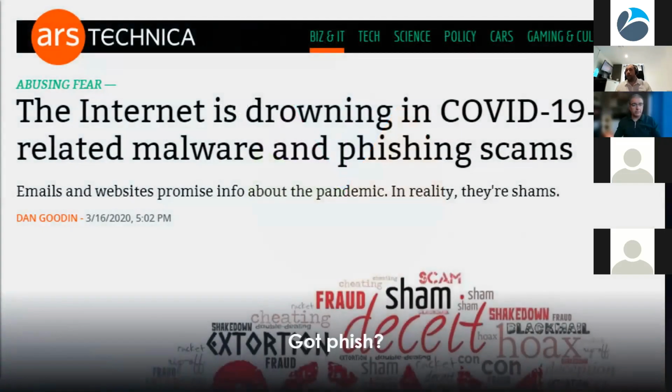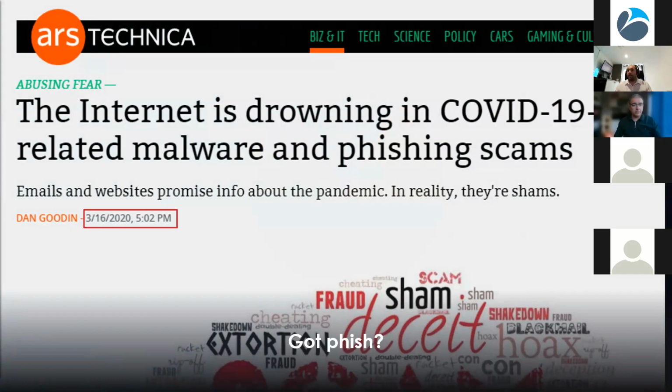I'm sure a lot of you have had these sorts of emails as well, and seen it over the last 12 to 18 months or so. And this headline is: "The internet is drowning in COVID-19 related malware and phishing scams." Now, the eagle-eyed of you out there will notice this is from March 2020, so this is from last year. And ultimately, it was a whole host of people essentially trying to make some money out of the COVID-19 pandemic.